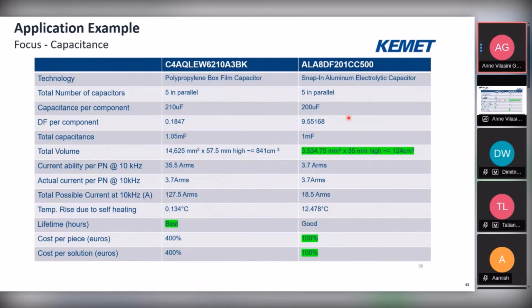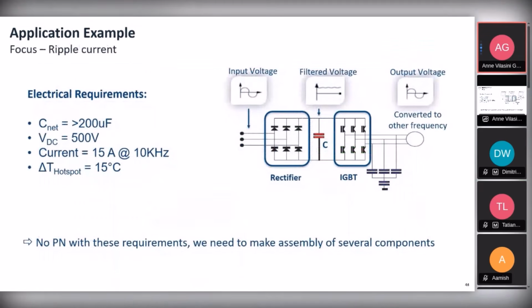For the same value of capacitance, the volume of the electrolytic capacitor is very small, and for film it is 841 centimeter cube. Therefore, the electrolytic capacitor is always better when you want a cheaper solution and also a lesser volume solution. But when your focus is on the ripple current, the choice is going to be completely different.